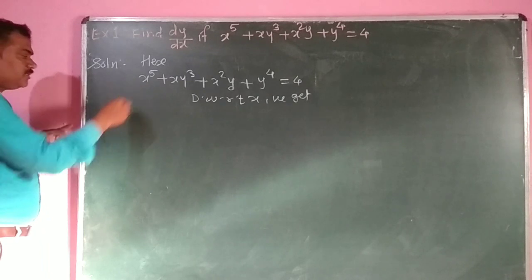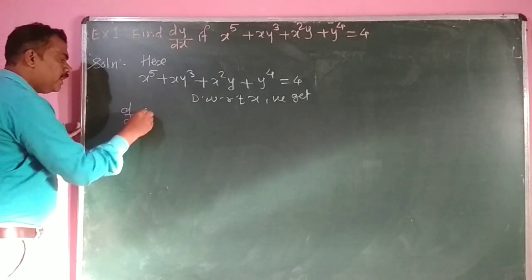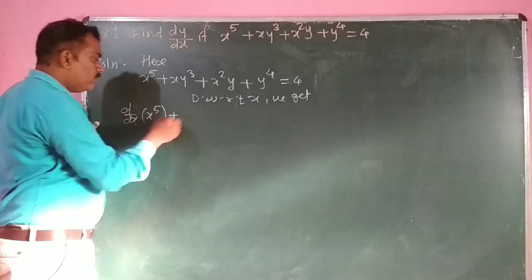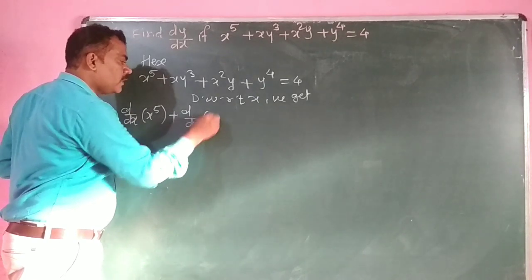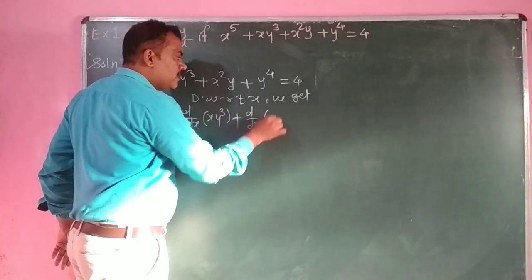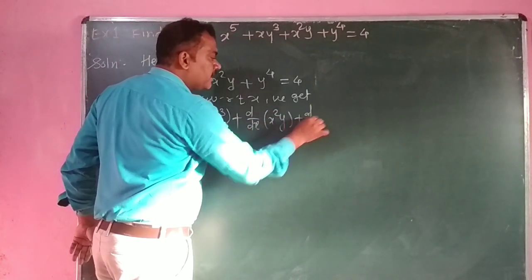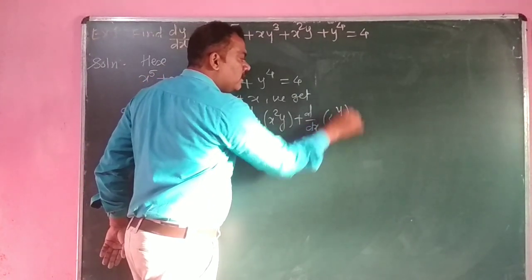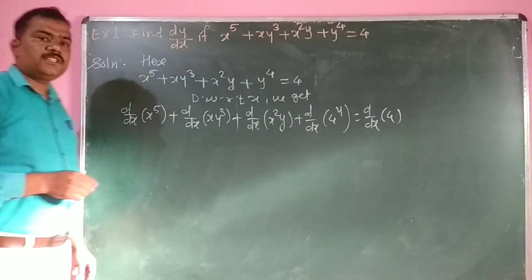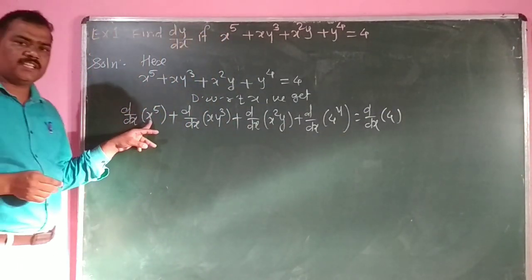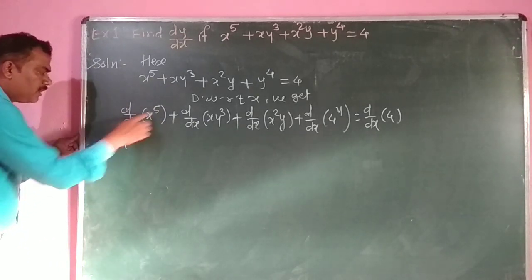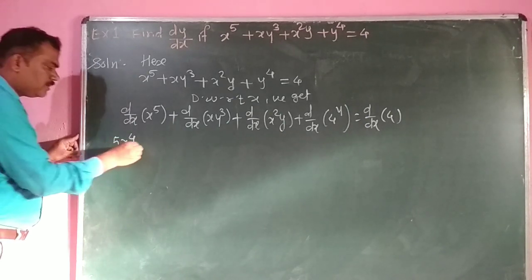Differentiation of x raised to 5, that is d/dx of x raised to 5, by using the algebra of derivatives, plus d/dx of x into y cube plus d/dx of x square into y plus d/dx of y raised to 4 is equal to d/dx of 4. We differentiate both sides with respect to x. Now what is the differentiation of x raised to 5? By using the power function formula, we get 5 into x raised to 4. Take the power as it is, and from the power subtract 1.